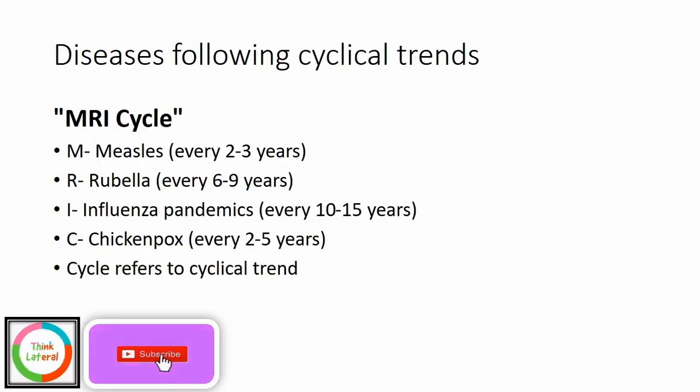Diseases following cyclical trends. So we can have the mnemonic as MRIC. M stands for measles, R stands for rubella, I stands for influenza pandemics, C here stands for chickenpox. So MRIC, 4 diseases have cyclical trends. Measles every 2 to 3 years, rubella 6 to 9 years, influenza every 10 to 15 years, chickenpox every 2 to 5 years.